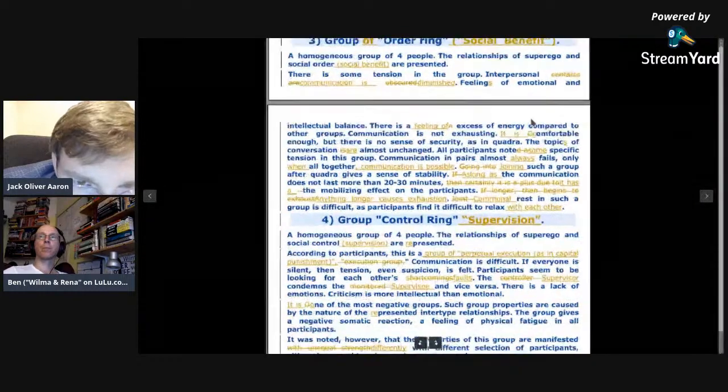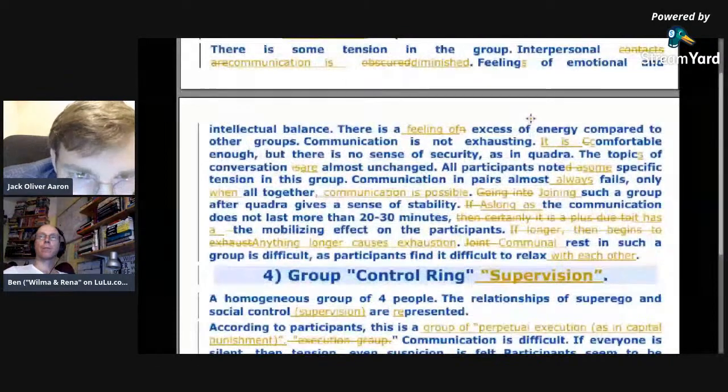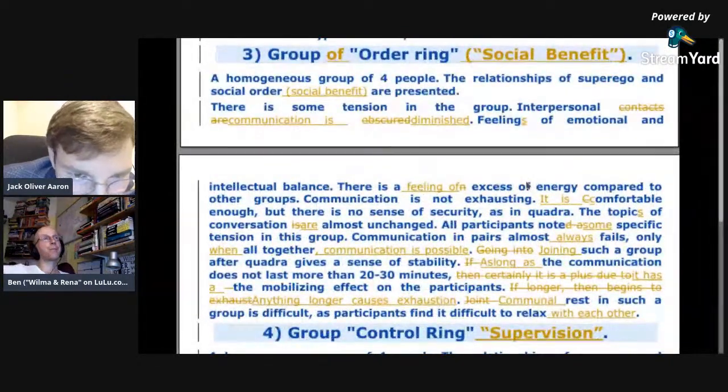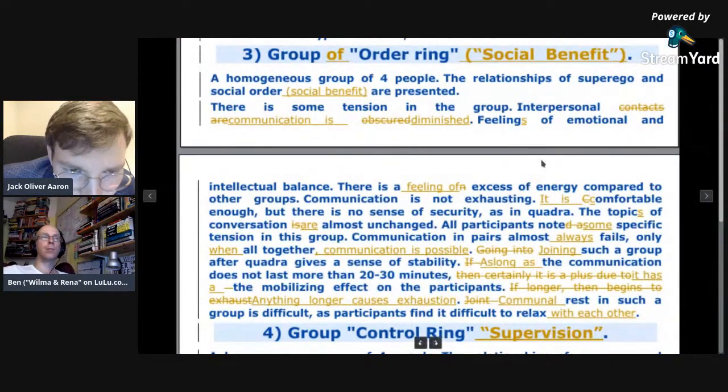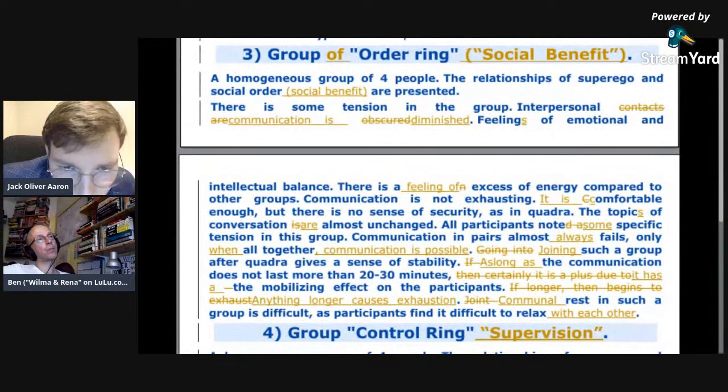There is some tension in the group. Interpersonal communication is diminished. Feelings of emotional and intellectual balance. There is a feeling of excess of energy compared to other groups. Communication is not exhausting. It is comfortable enough, but there's no sense of security as in quadra.